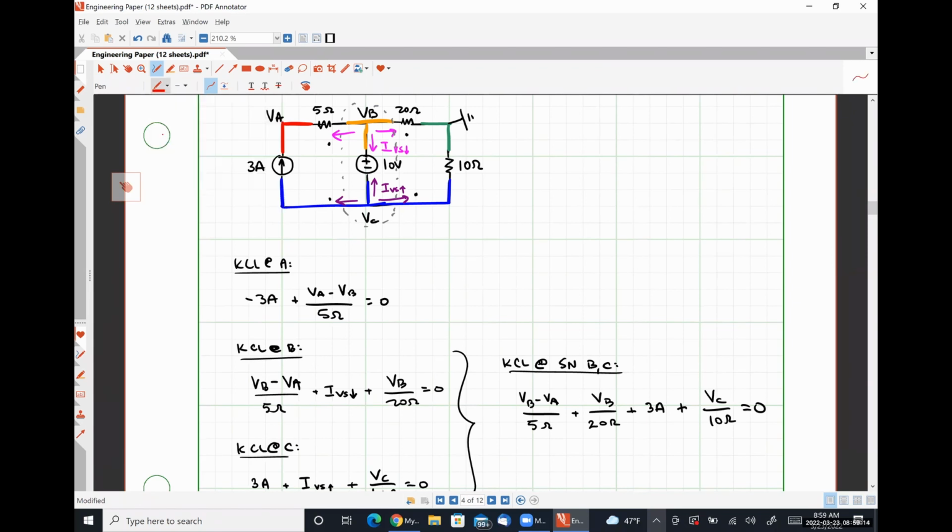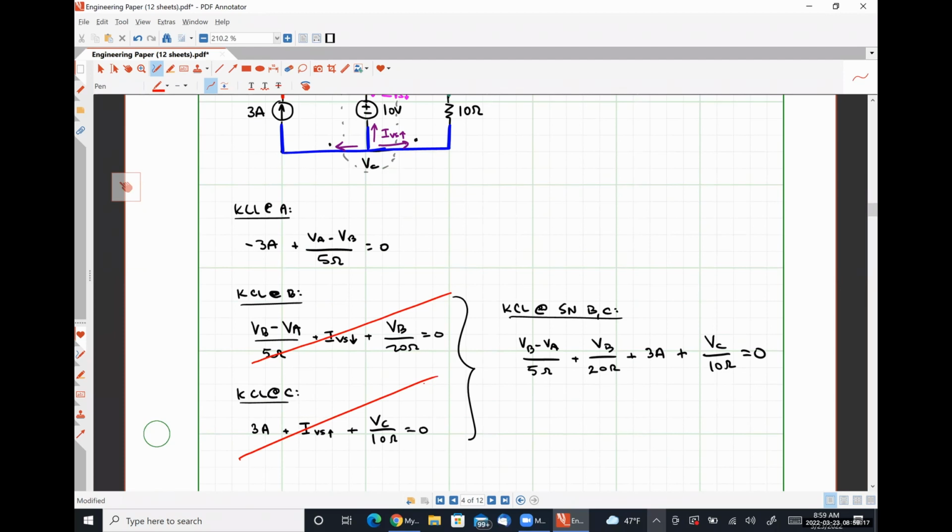So I'm going to scratch these guys out because we're no longer using them. We've lumped them together into a single expression, okay? So the problem that we have now is that we have 2 equations and 3 unknowns. So we need to get another equation. Well, right now, our supernode contains 2 nodes, but it's only giving us 1 equation. So that's where we're going to look for our other equation.